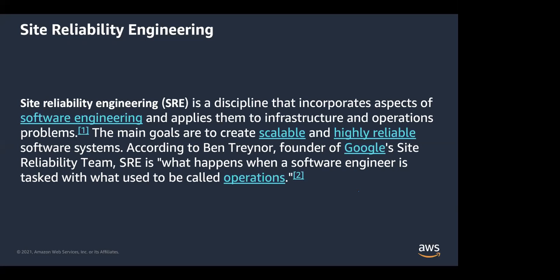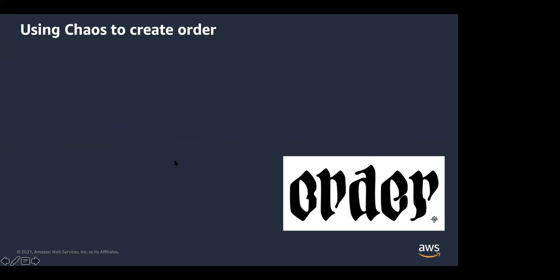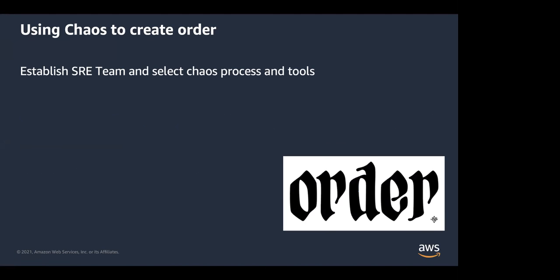Because whenever there's a large outage for a provider such as Google or anybody else, or even AWS for that matter, there is a huge amount of negative publicity, customers are impacted and everything else. So we don't really have the luxury of leaving things to randomly break. We need to make sure everything we design and deliver is survivable, resilient, and scalable, okay? You can use chaos to create order. So first, establish an SRE team and select your chaos processes and tools.